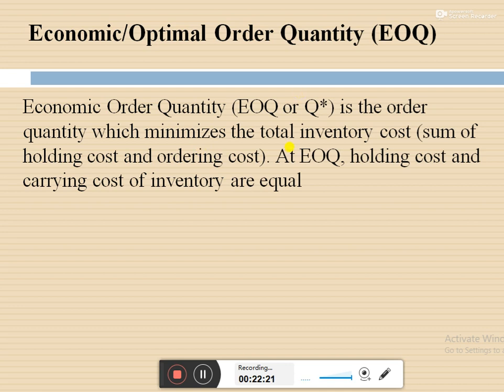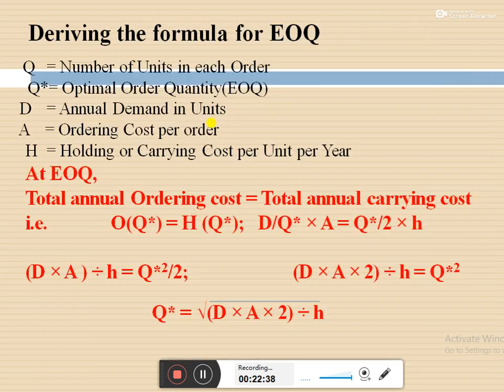So basically, at economic order quantity, the holding cost would be equal to the carrying cost of inventory. By using this assumption, we will now derive the formula for economic order quantity with the different notations given here.